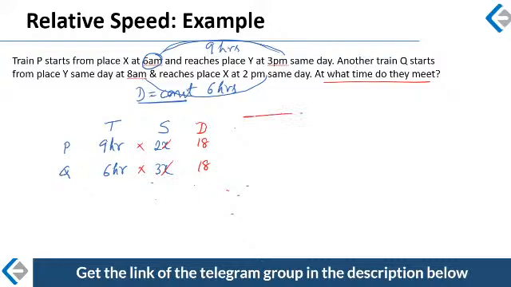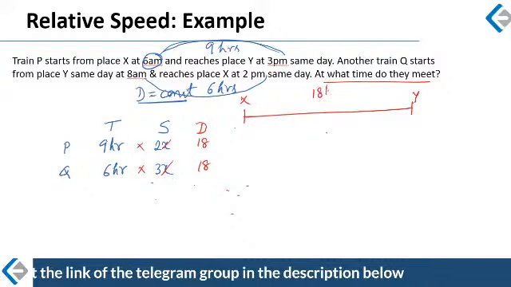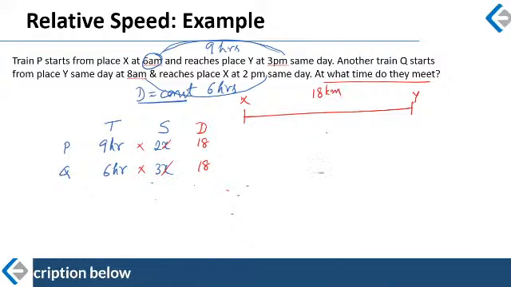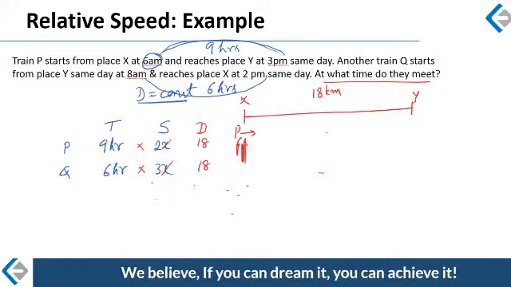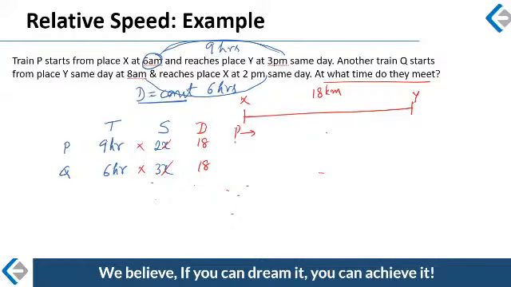So now understand this. There are 2 points, X and Y. The distance between them is 18 kilometers. P started here at what time? 6 a.m. P started at 6 a.m. Alright. Q started at what time? Q started at 8 a.m.